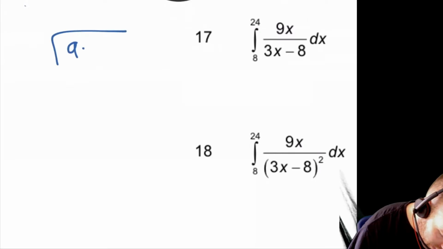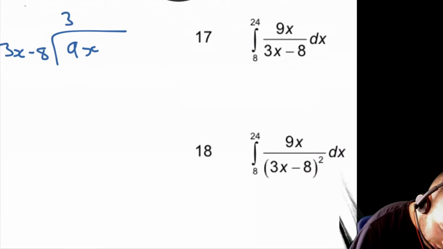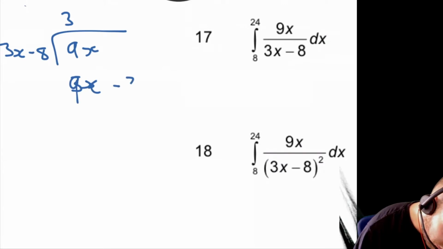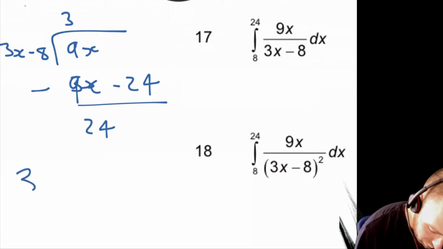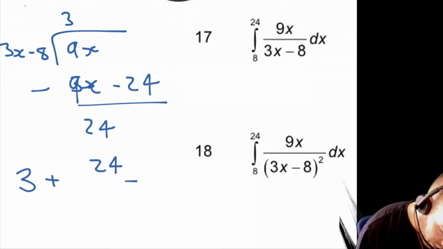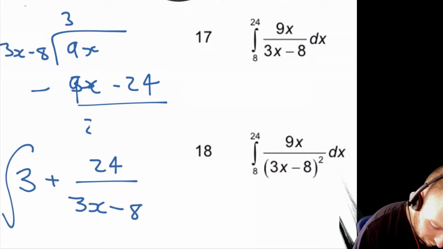So we got 9x divided by 3x take 8. So that goes in 3 times. So we get 3x of 9x there, minus 24. So we subtract those, we get 24. So we get 3 plus 24 as the remainder out of 3x take 8. That's what we're trying to integrate.